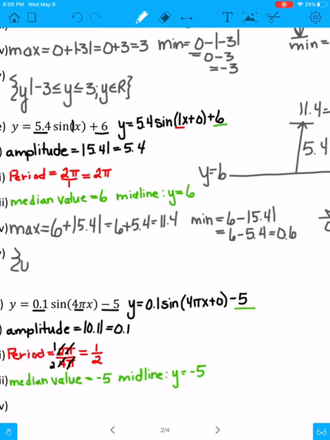So your range is going to be 0.6 is less than or equal to y is less than or equal to 11.4. Y, E, R.